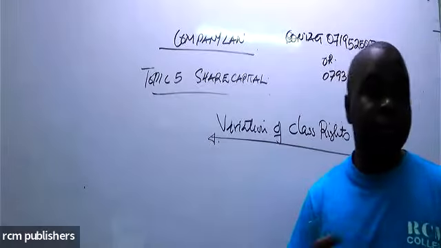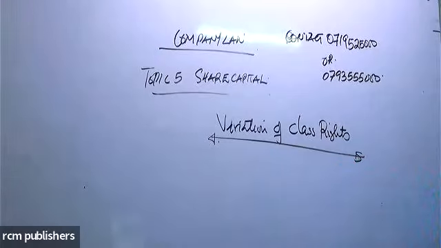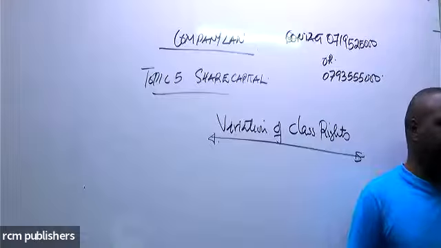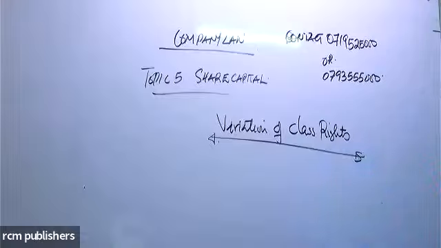And of course, you can have different classes of shares in a company. For example, preference shares, ordinary, redeemable, bonus shares, employee shares, and promoters or founders shares.